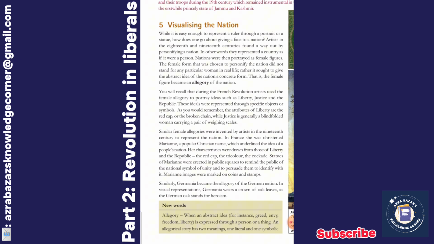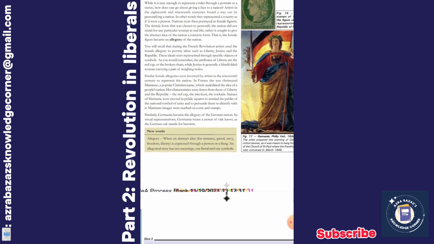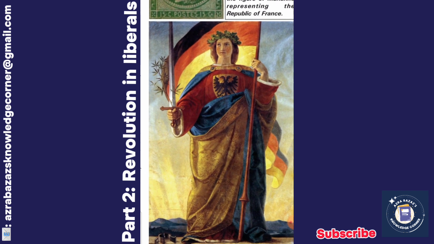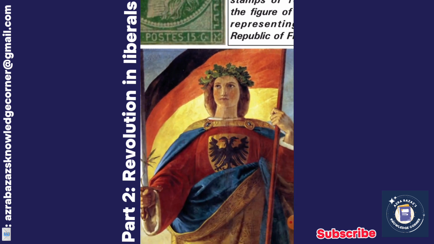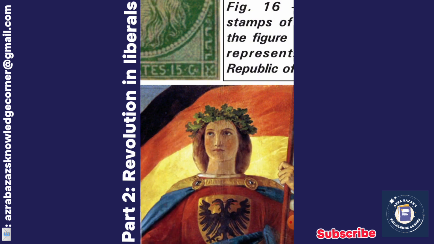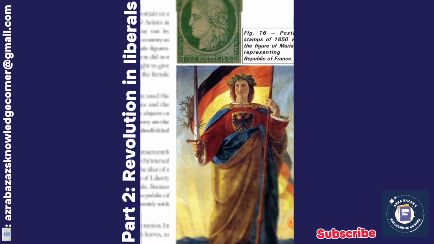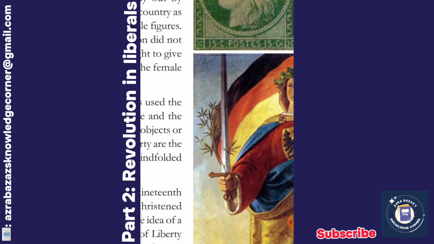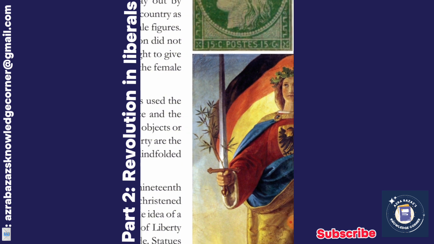Same thing, Germania. Germania was the allegory of Germany. Now, how have they depicted Germania? You see here the picture of Germania. She is carrying a tricolor flag, the flag of Germany. She is wearing a crown of oak leaves, meaning oak leaves depict heroism in Germany. She is carrying a sword with an olive branch, meaning she's ready to fight, but olive branch means peace. So she's ready for peace.